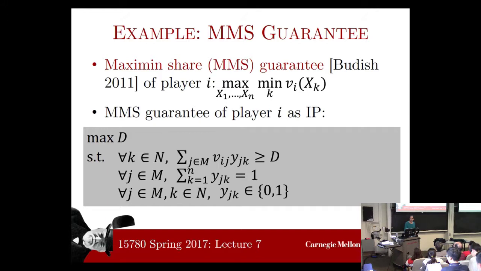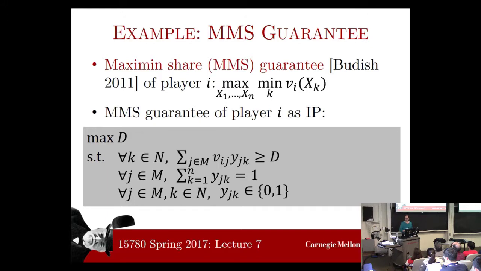So the maximum share guarantee of player i is the maximum over all partitions of the items x1 to xn into n bundles. So player i partitions the items into n bundles, but then gets to choose last, which means she enjoys the value of the least valuable bundle among these n bundles in the partition. So this is the value that i would be able to guarantee if she were the one to divide the items into n bundles and then chose last. And notice that this is defined for every player separately.